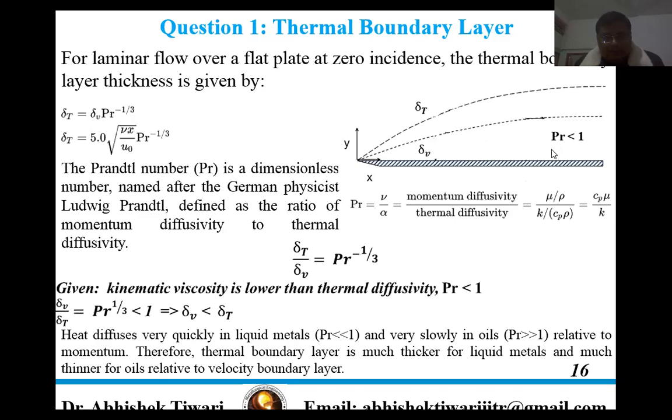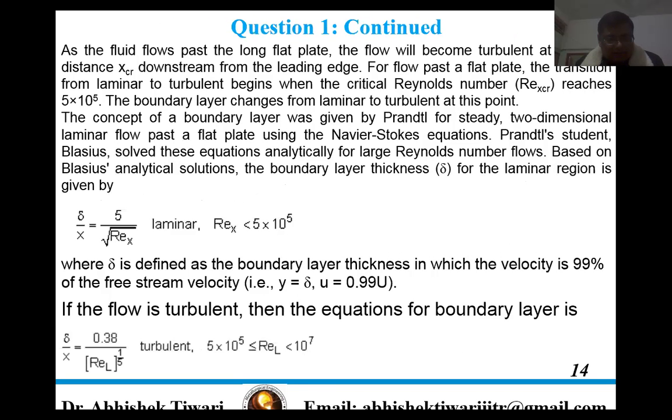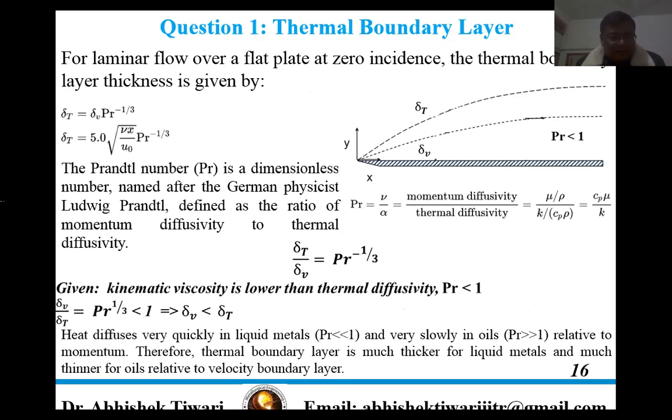And if in the question given the kinematic viscosity is lower than the thermal diffusivity, that means the Prandtl number is less than 1. Now here, from this relation we get delta upon x is equal to 5 upon under root Rex. We can rewrite it as delta T is equal to delta V Prandtl number raised to power minus 1 by 3. So this can be written as delta T is equal to 5 under root of mu x upon u0 Prandtl number raised to power minus 1 by 3.